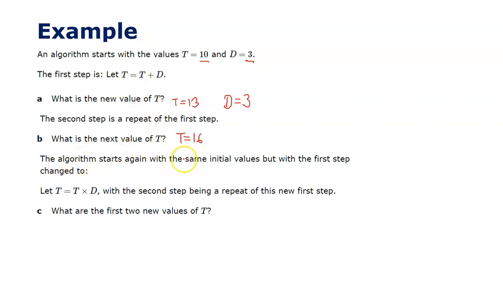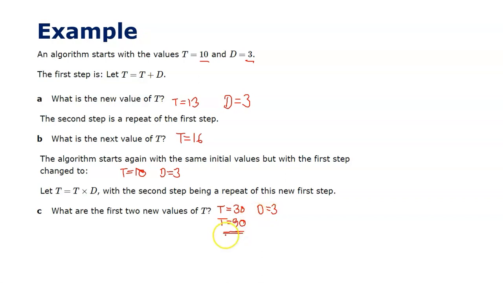The algorithm starts again with the same initial values, but now the first step is changed to t equals t times d. So I've got to completely start this again. I've still got t equals 10 and d equals 3. But now it says t equals t times d. So the first time I do this, t equals 30 because I've multiplied them. d equals 3 still. So next time I do it, I multiply these, I get 90.